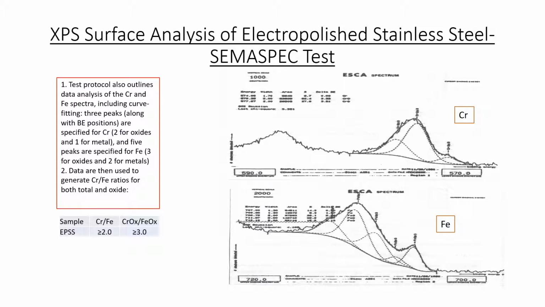The test protocol also outlines data analysis of the chromium and iron spectra, including curve fitting. Three peaks along with the binding energy positions are specified for chromium, 2 oxide and 1 metal, and 5 peaks are specified for the iron, 3 oxide and 2 metal. Data are then used to generate chromium to iron ratios for both total and oxide. The total chromium to iron ratio has to be greater than or equal to 2 for the surface to have passed. And then the oxide ratio has to be greater than 3.